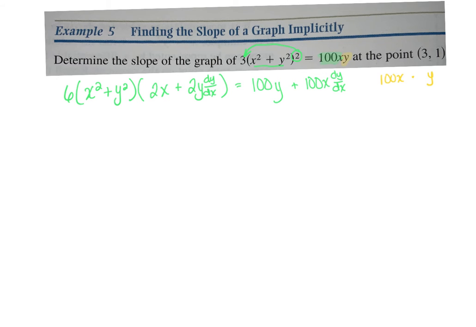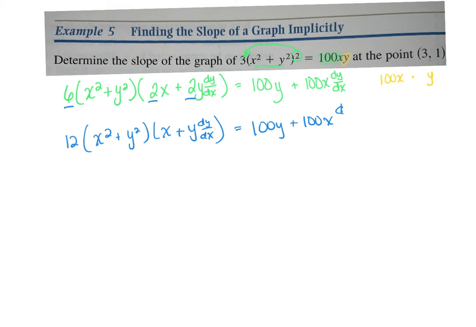If I were doing this, I would take a 2 out of here, right, and put it out with him. So I would have a 12 times (x squared plus y squared) times (x plus y dy dx) equals 100y plus 100x dy dx.